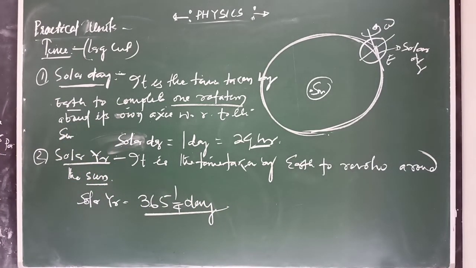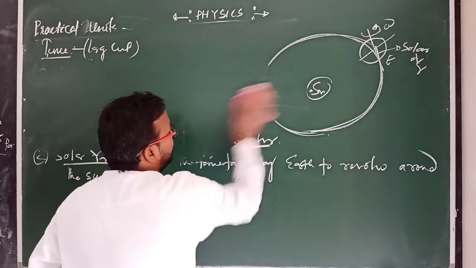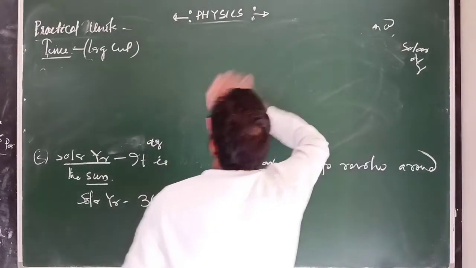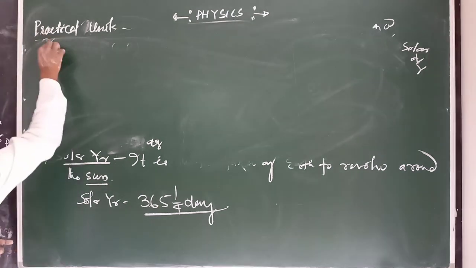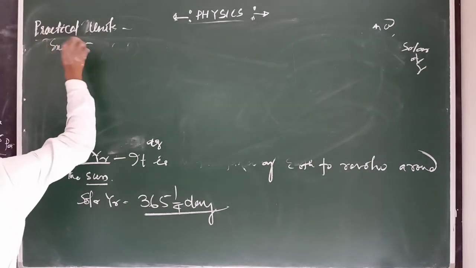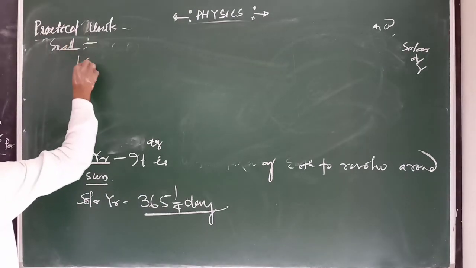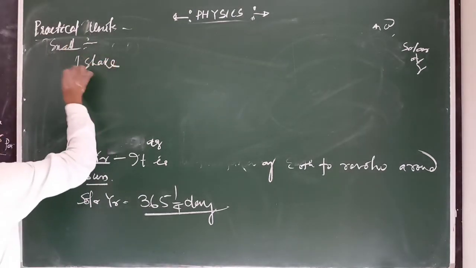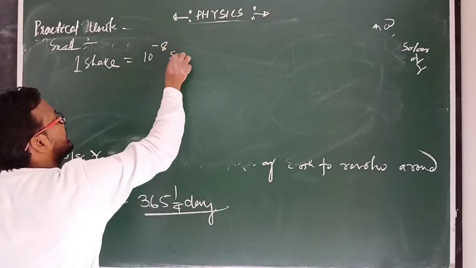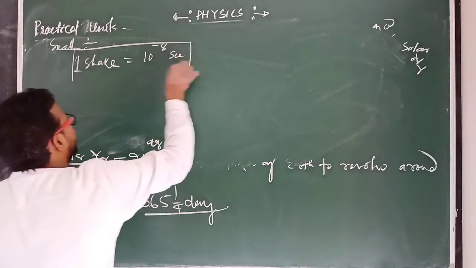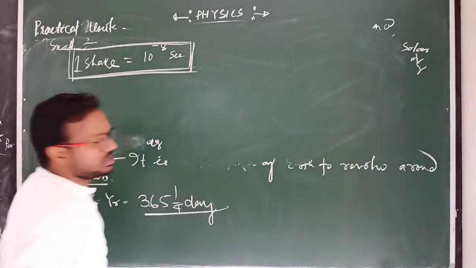Or for small units of measurement of time, you already know hour, minute, second. Now let's look at another smaller unit, which is 1 shake. This 1 shake is equal to 10 to the power minus 8 second. This is a smaller unit for measurement of small time, and this is the practical unit which you use in day to day life.